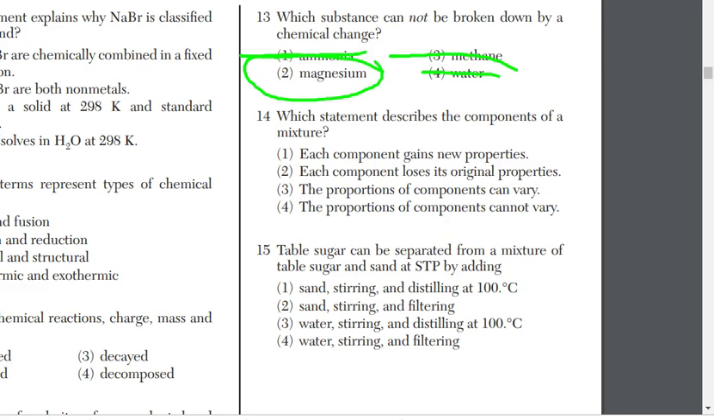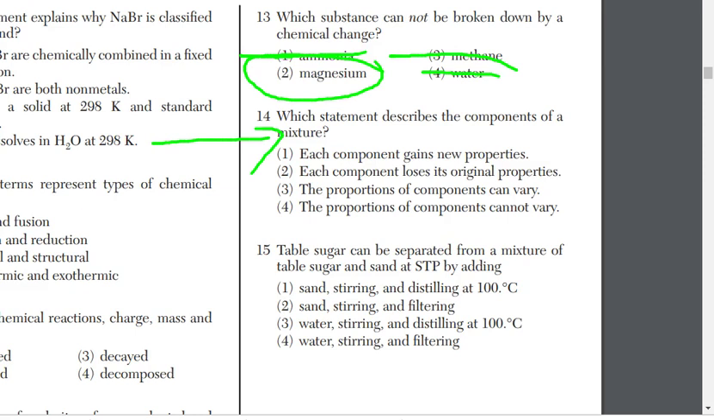For question 14, which statement describes components of a mixture? So a mixture, by definition, is 2 or more substances that are physically combined. Portions can vary.